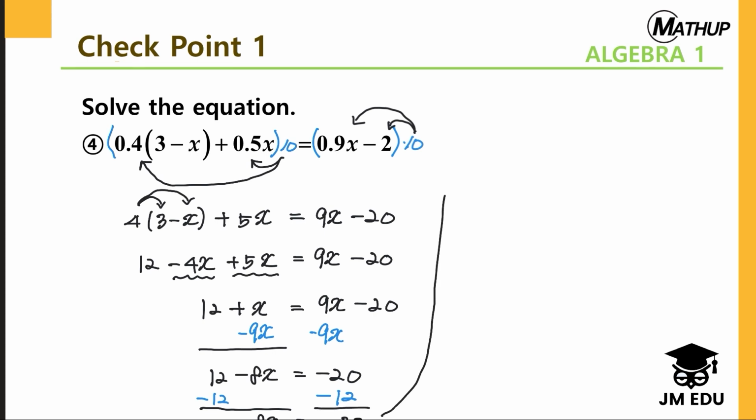Okay, move this expression right here. And we have to eliminate the coefficient negative 8, right? So divide this by negative 8, divide this by negative 8. So finally, the answer for this equation, x is equal to 4.